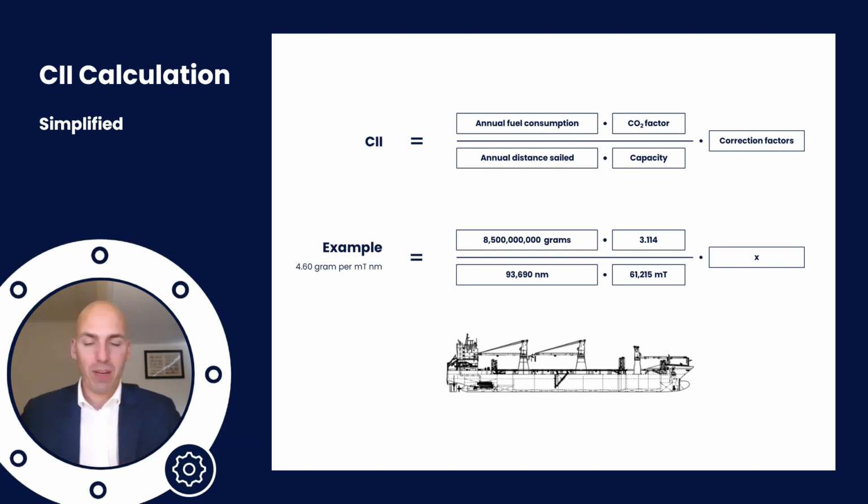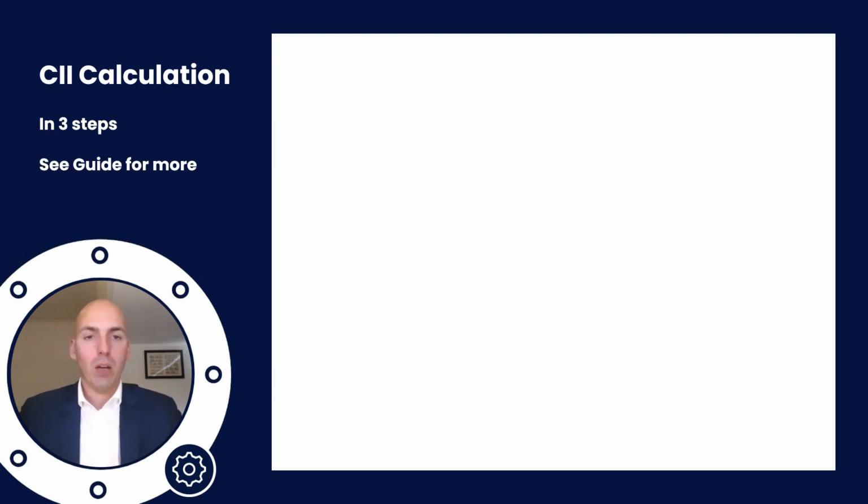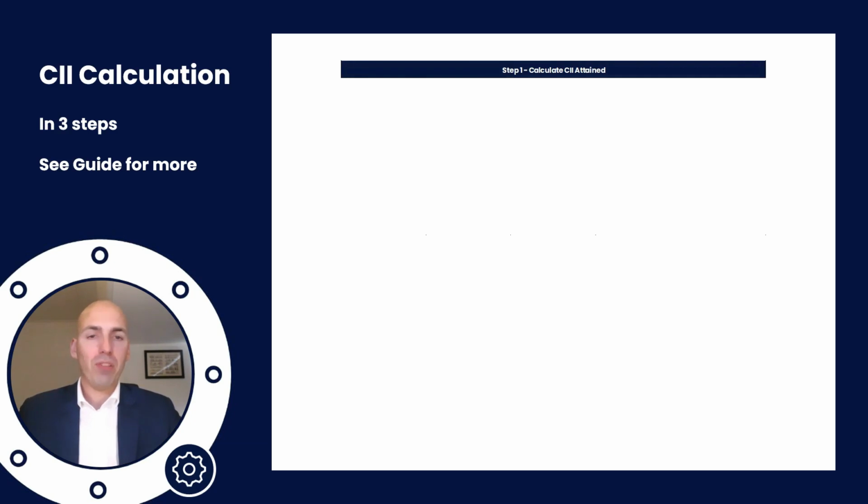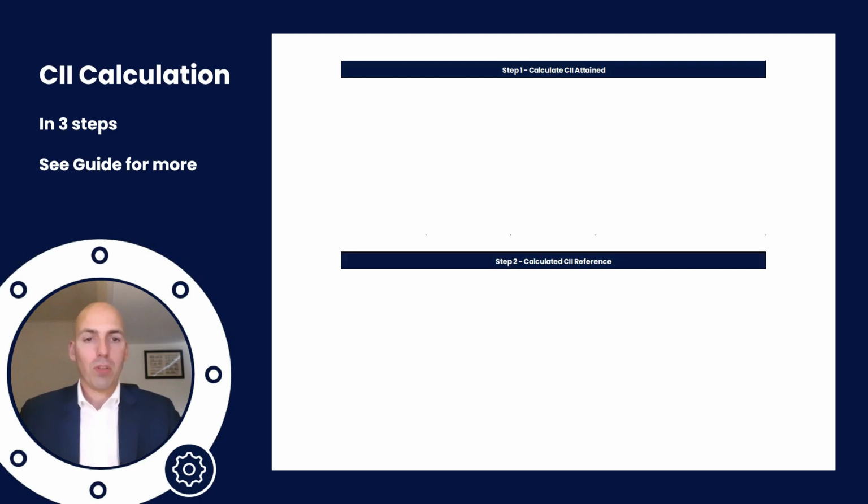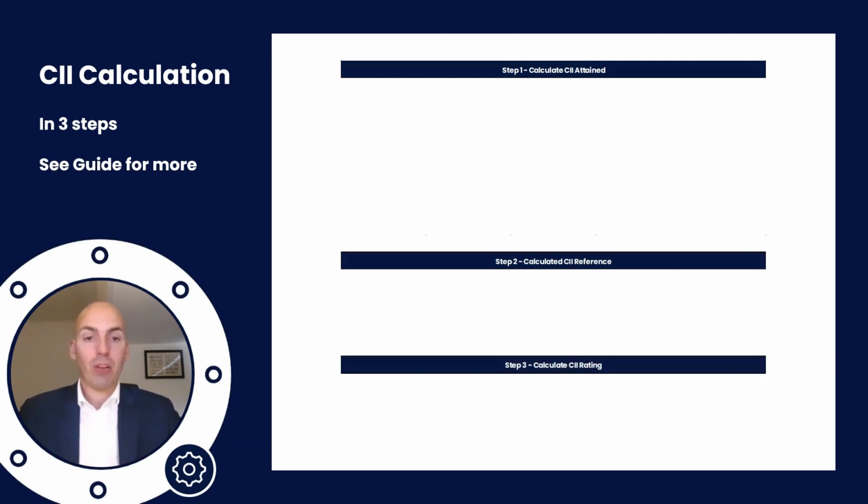This is the simplified formula. Let's dive into the more detailed formula, and for that we actually divide the calculation of CII into 3 steps. And you can look into the guide for more information. They're really nicely expressed in a lot of detail. But we have 3 steps. So step 1 is calculating CII attained, which you just saw. Step 2 is calculating the CII reference for your ship. And step 3 is calculating the actual CII rating and expressing the number into a letter.